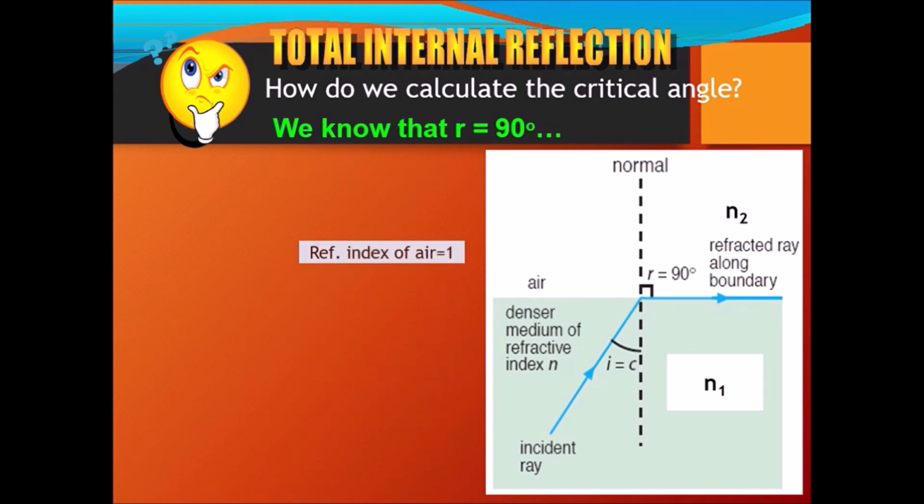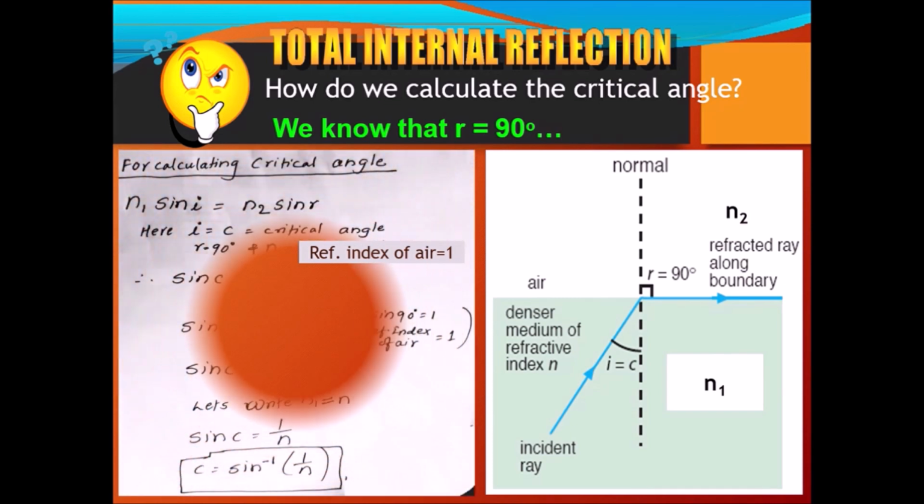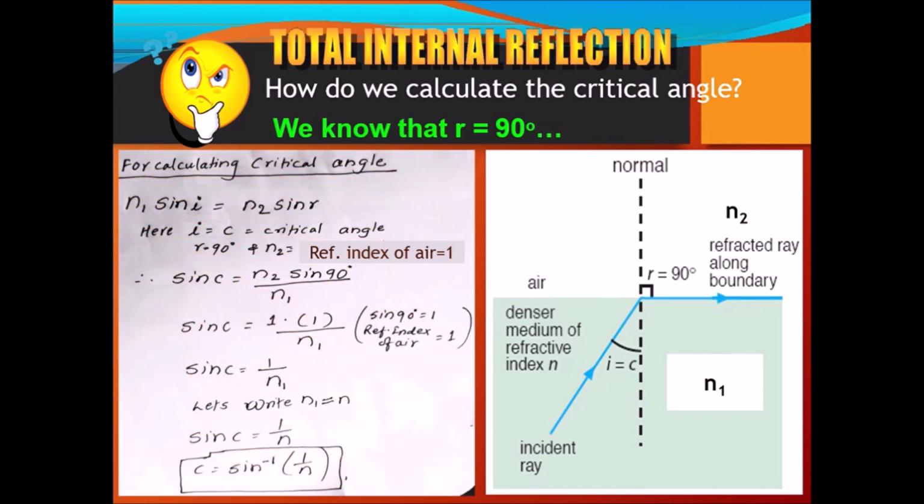Now if I use the refractive index formula, sin I upon sin R is equal to the refractive index of the first medium divided by the refractive index of the second medium. So here I get N1 into sin I is equal to N2 into sin R. I repeat, N1 into sin I is equal to N2 into sin R. Here I is equal to C, so what I'm going to do is replace I by C.